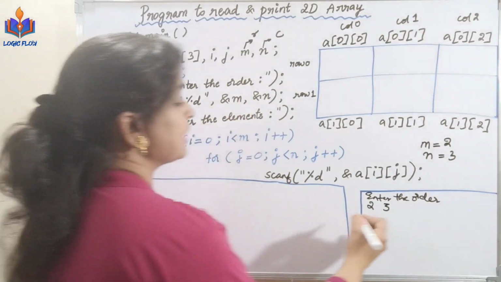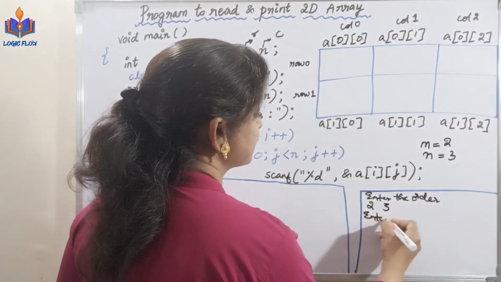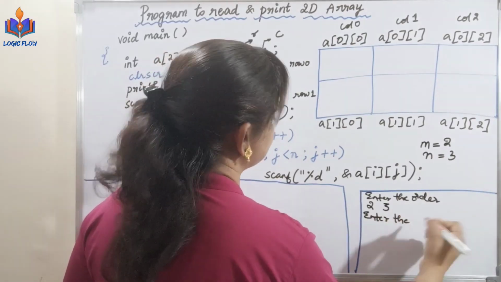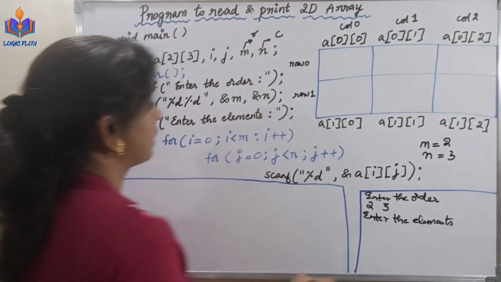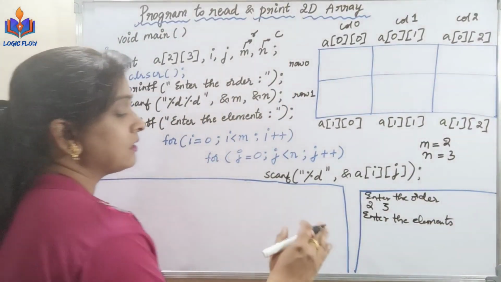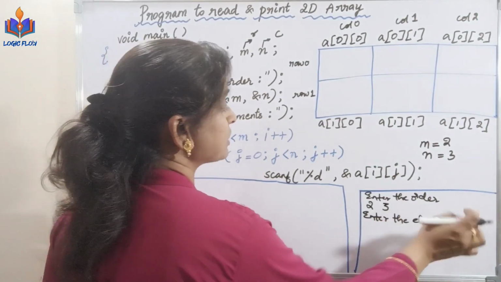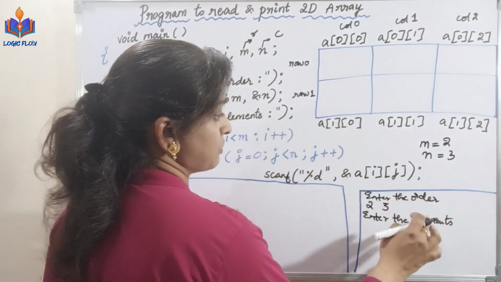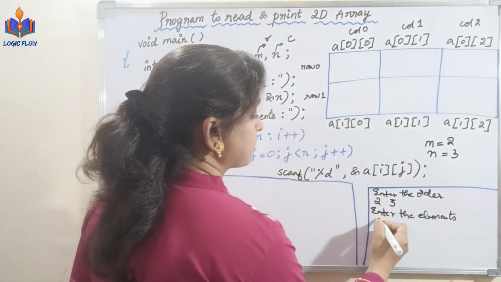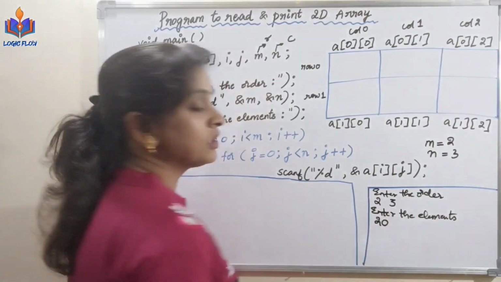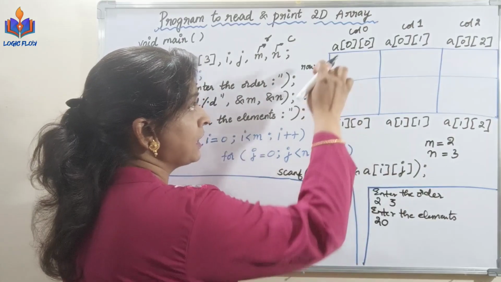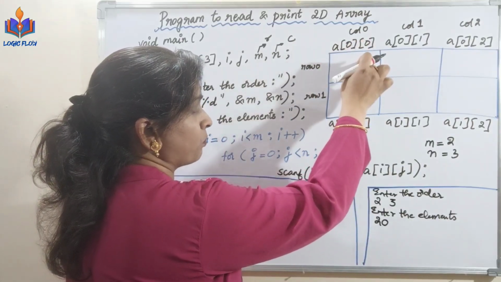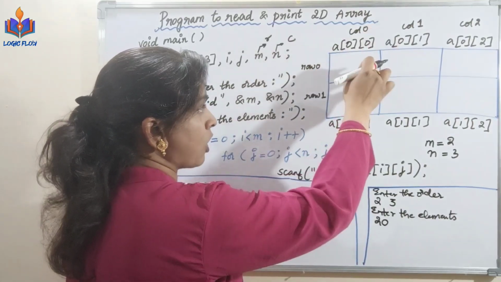Then you get the message, enter the elements. You can still have a more valid message saying enter 6 elements. Based on the order, the user will enter the elements. Now, enter the elements means the user has to start inputting the values. First input I am going to enter. Say I just give input 20. So this value I need to store in A of 0, 0. So I need to represent row value and column value.